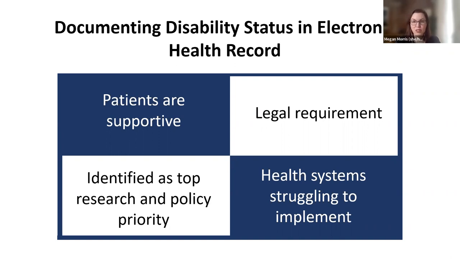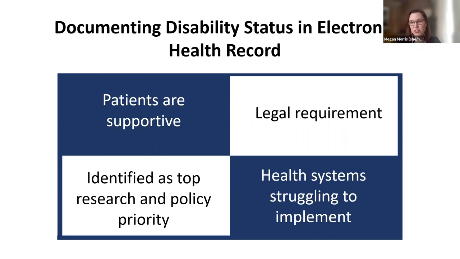We have also done some research talking with, again, diverse stakeholders, asking what are your priorities for advancing equitable care for people with disabilities? Across all of our different stakeholders, policymakers, health systems, patients, and researchers, consistent documentation of disability status in the electronic health record is identified consistently as the top research and policy priority. So what's going on currently? What we know is that health systems are struggling to implement, partly because there hasn't been information on best practices, research to inform how you train your staff and who should be asking, et cetera.